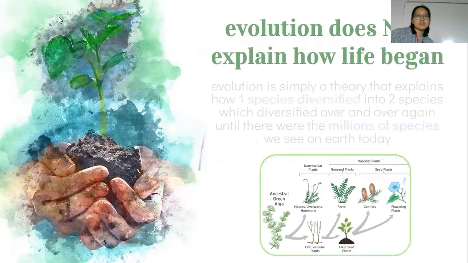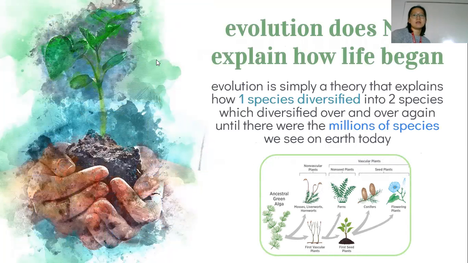And so evolution does not explain for us how life began, right? Evolution is simply a theory that tells us how one species eventually gets different and more different over time, and it eventually maybe becomes two species, which happens over and over and over again over time until we have the millions of species that we see on Earth today.